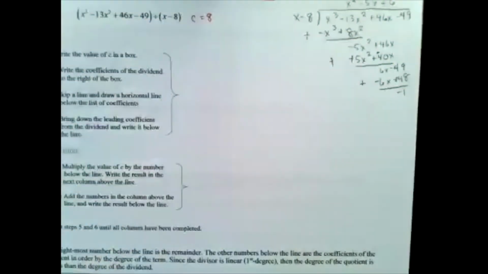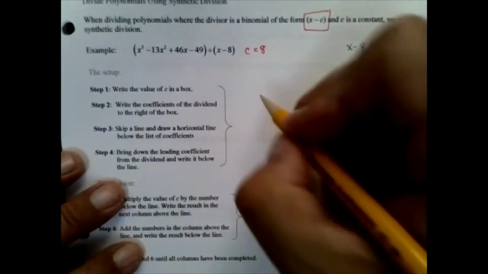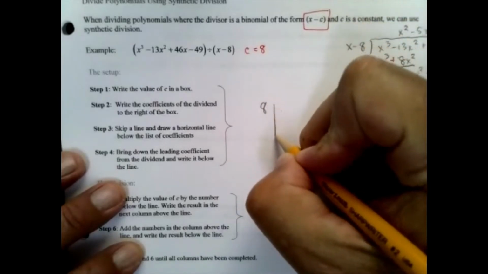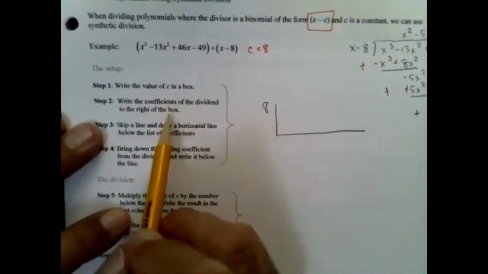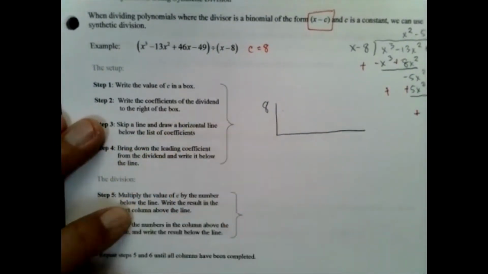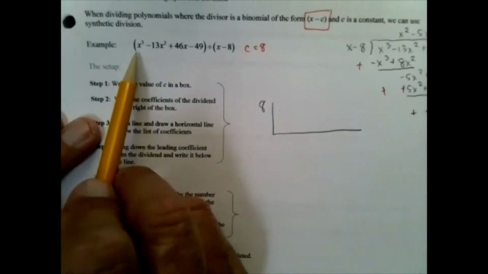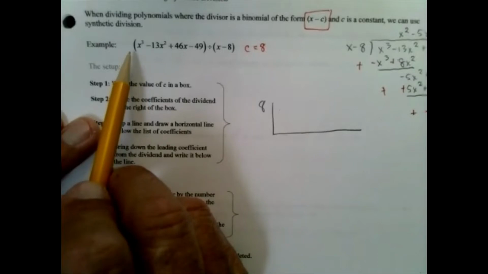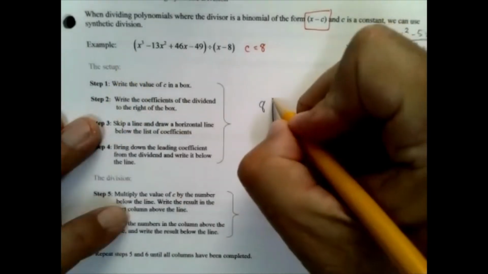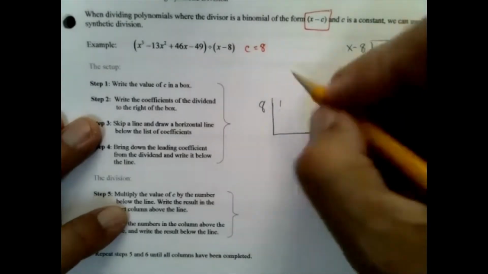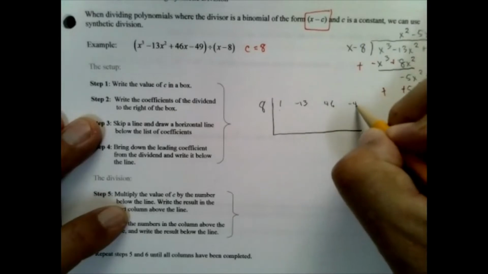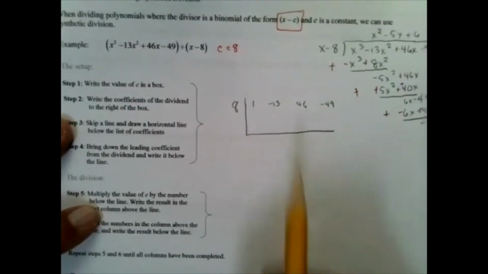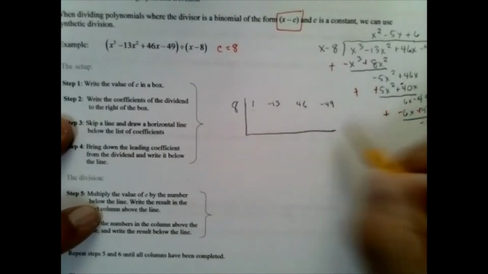So the first thing I want to do is say, okay, what is my c? My c is 8. So I'm going to write the 8. I'm going to now write the value of c in a box. Well, it's not really a box, but it's beside a box. Write the coefficients to the right of that. I'm going to look at the coefficients. That's the number part. Coefficients are 1, negative 13, 46, and negative 49.